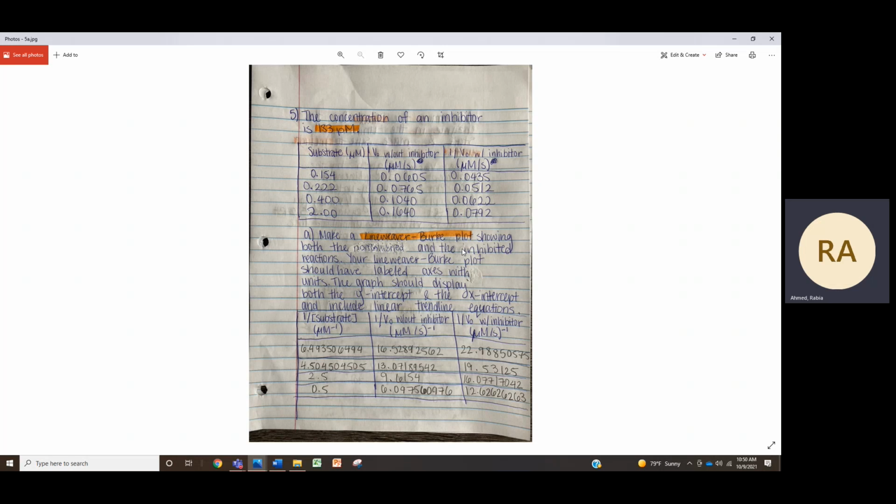Because the Lineweaver-Burk plot is a double reciprocal of the Michaelis-Menten. So you have to make a Lineweaver-Burk plot showing both the non-inhibited and the inhibited reactions. Your Lineweaver-Burk plot should have labeled axes with units. So the graph should display both the y-intercept and the x-intercept and include linear trendline equations.